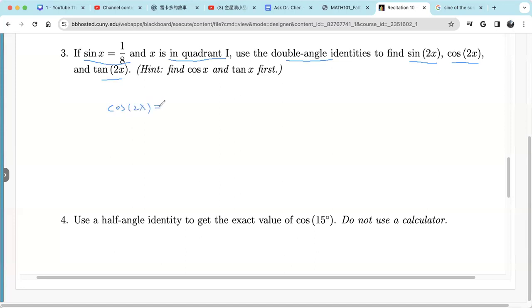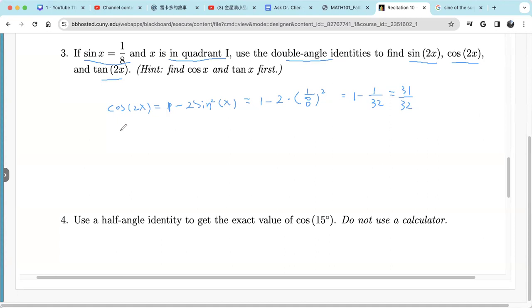Because one of the formulas for cosine of 2x is 1 minus 2 sine squared of x. Which is 1 minus 2 times 1 over 8 squared. That's 1 minus, well, 1 squared is 1, 8 squared is 64. 64 divided by 2, 32. 1 minus 1 over 32 is 31 over 32. And so that's cosine of 2x.